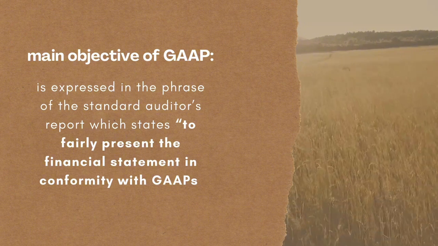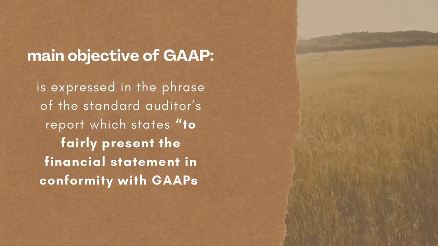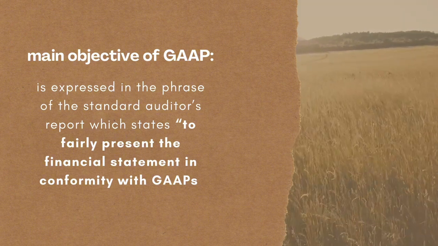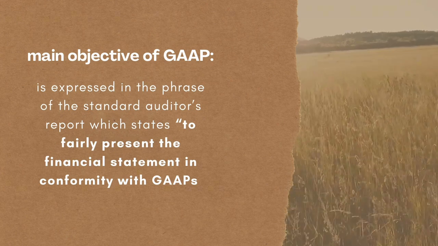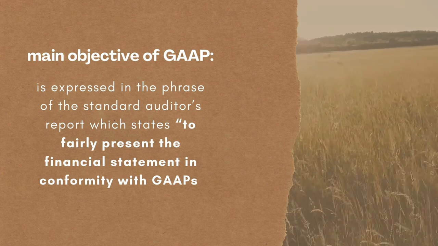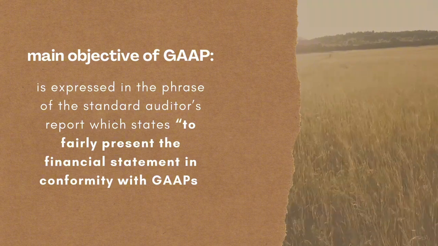The third one is transparency. Kasi nga, GAAP requires companies to be clear and open about their financial activities. And transparent sila to build trust with investors, regulators, and the public.